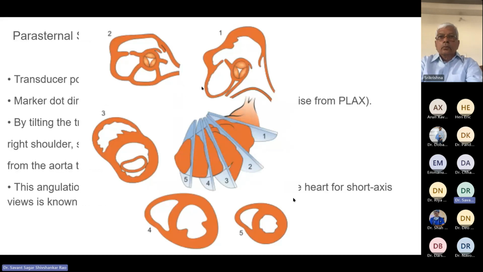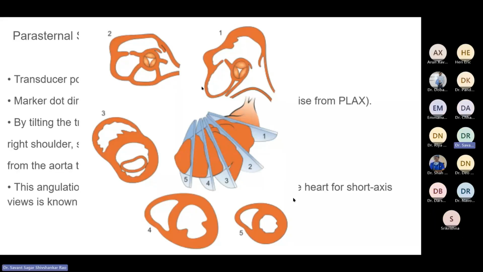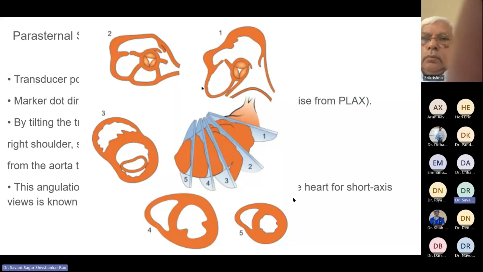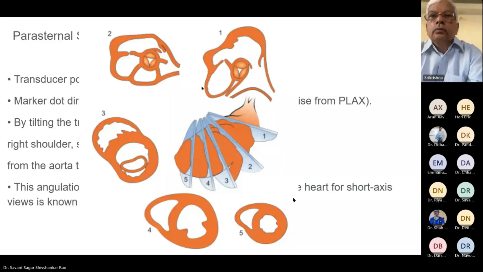The first one is at the aortic level, showing the pulmonary outflow tract, RVOT tract with bifurcation. The second image at the aortic level with interatrial septum more prominent. The third is at the mitral leaflet level. Fourth is at the papillary muscle, and fifth is at the apex.